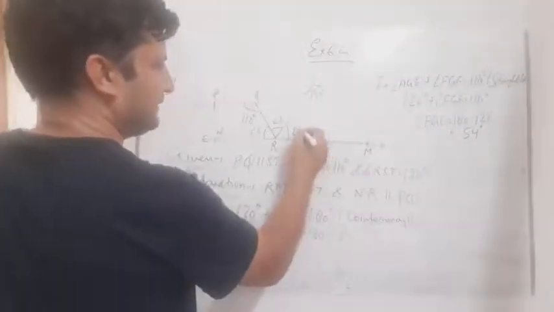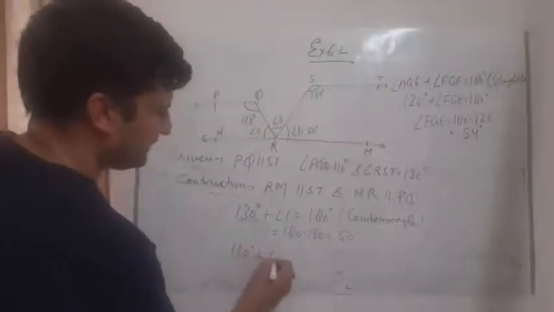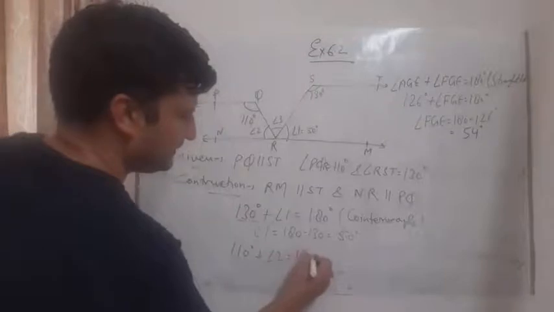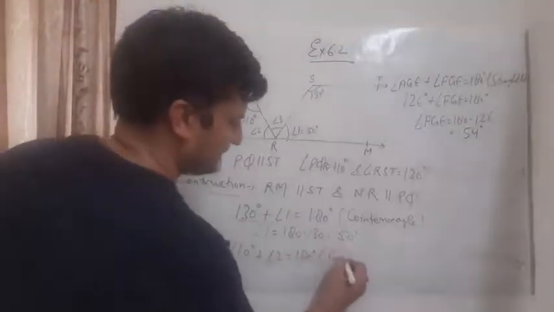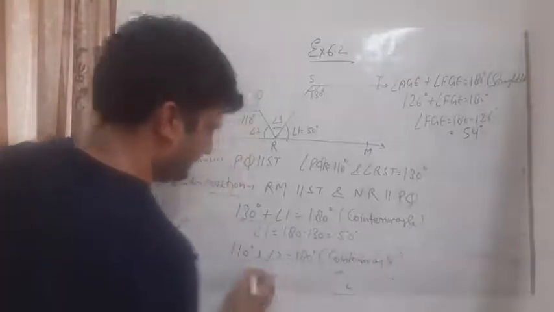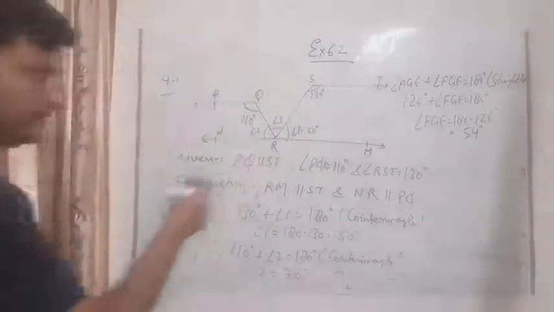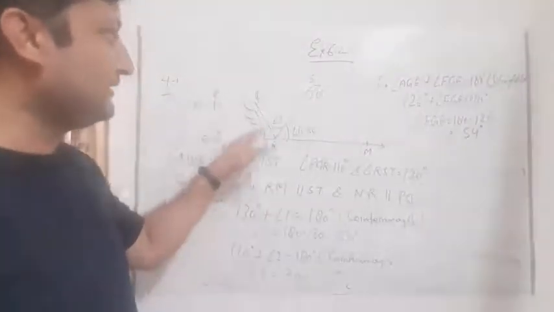We have found it. Similarly, here we can find it: angle 110 degrees plus angle 2 is equal to 180 degrees. This is also a co-interior angle. So students, angle 2 is equal to 180 minus 110. This is 70 degrees. Now students, we have to find angle 3, because we have to find angle QRS.